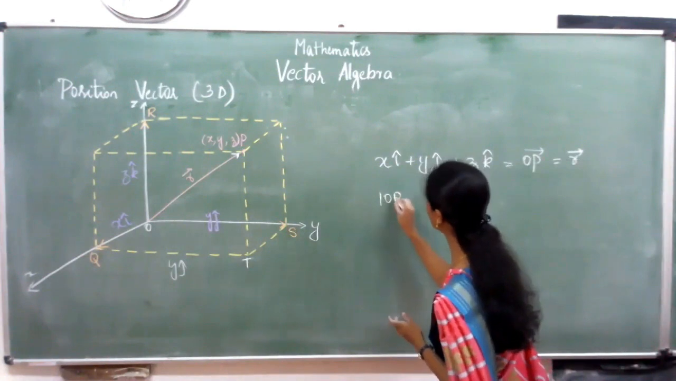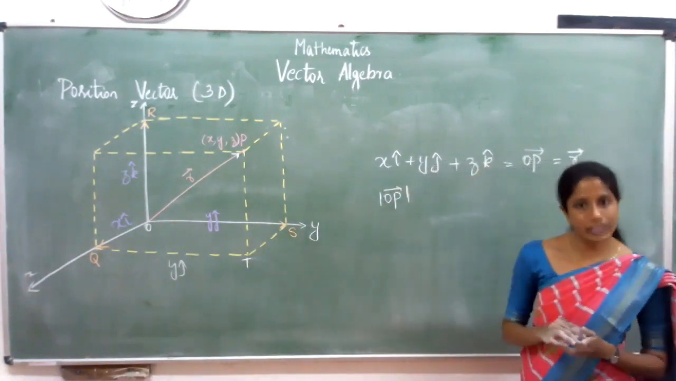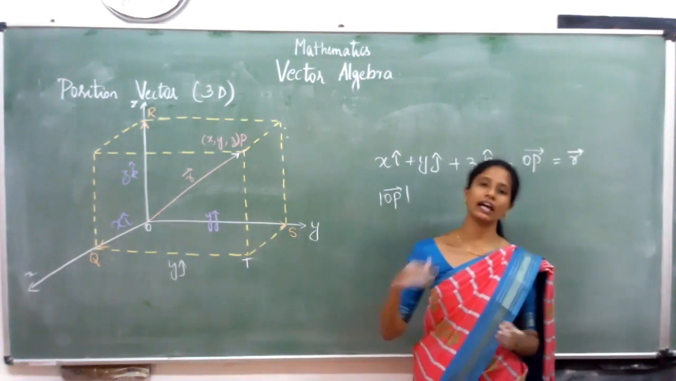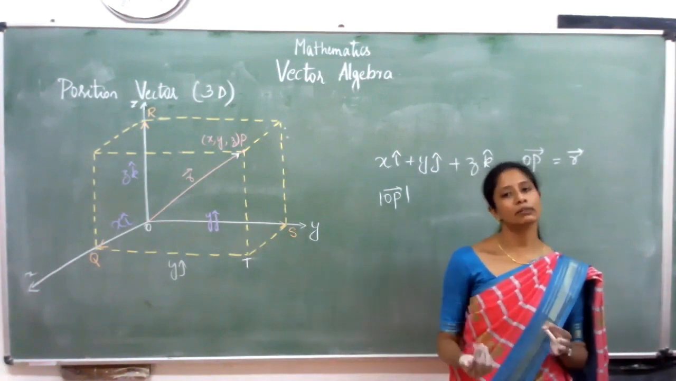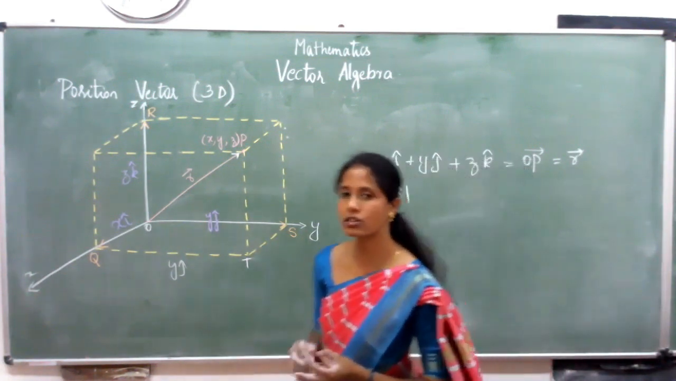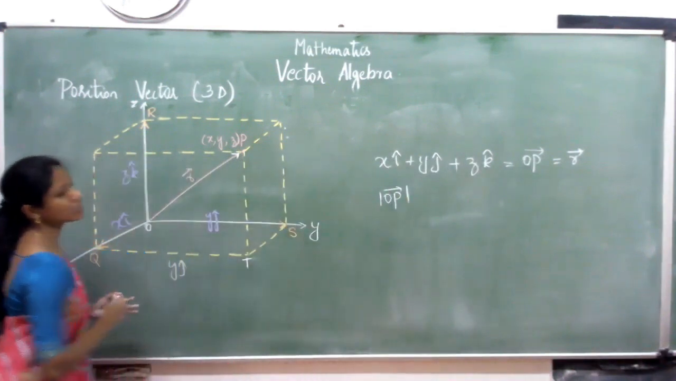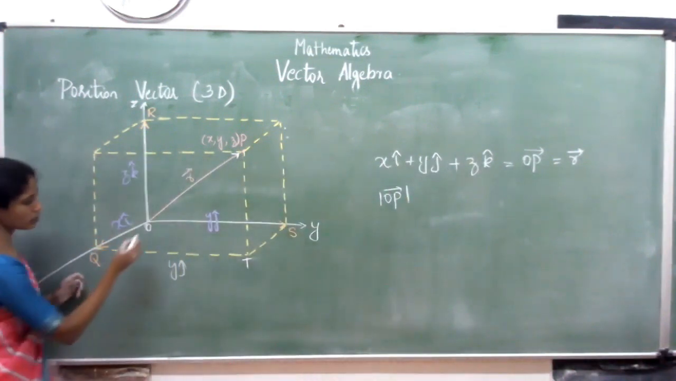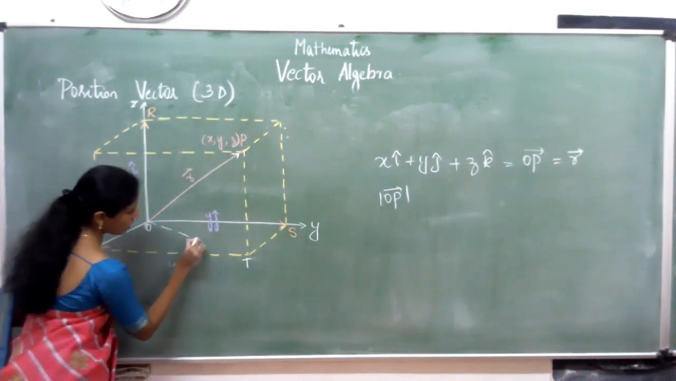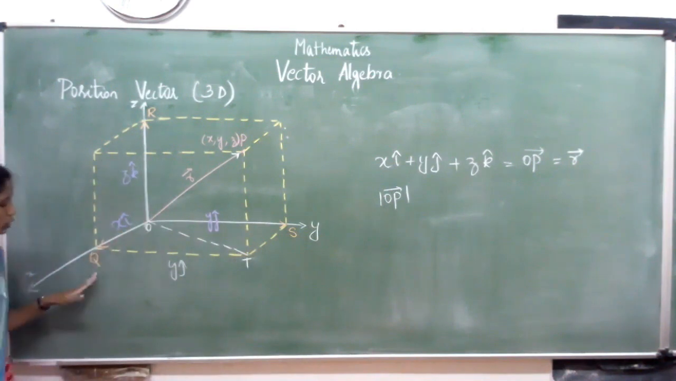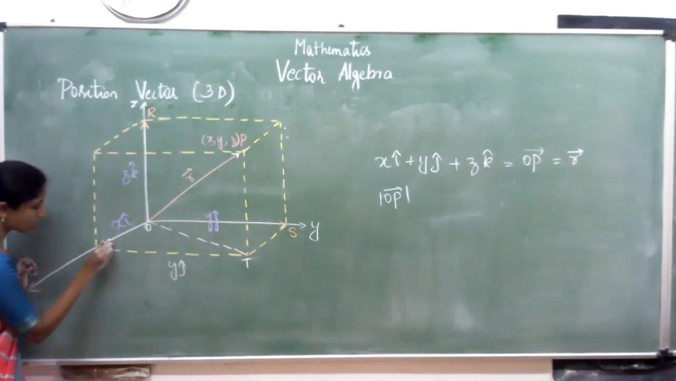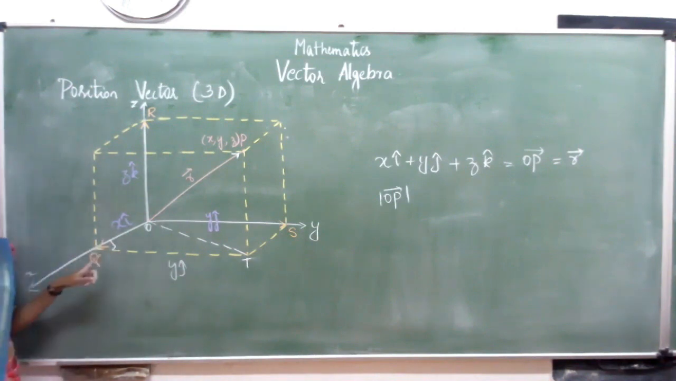Then let us see how to find the magnitude of this position vector. In 2D space, you can directly see a right angle triangle and apply the Pythagoras theorem to find the magnitude. Here also, with the help of the same theorem, let us find the magnitude. If you see, I can draw a triangle here, triangle OQT. Again, this triangle is a right angle triangle. Here at this point it is 90 degrees.